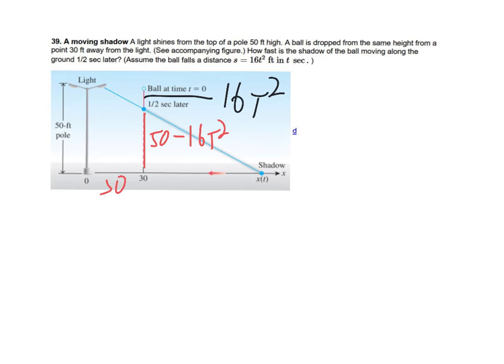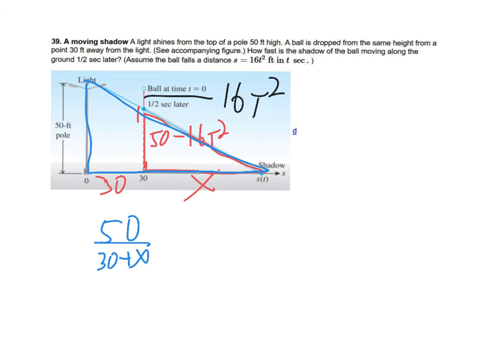Now this is 30 feet, this is x feet, and that changes because as that ball drops, that shadow length gets smaller. You can see that red arrow there. So what we can do is set up, do you see the small triangle here? And then do you see the bigger triangle here? So what we have is 50 is to 30 plus x as 50 minus 16t squared is to x.